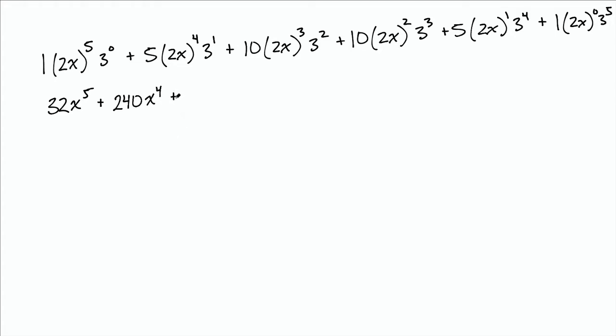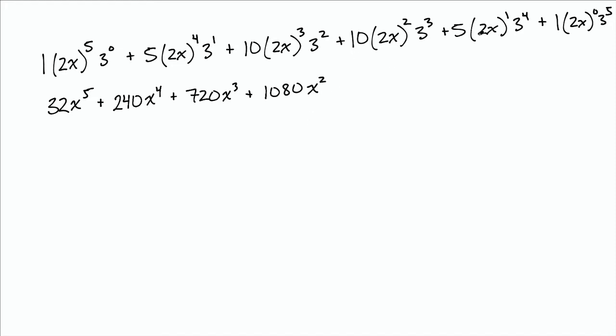Plus, let's see here, I've got 2 cubed, which is 8, times 3 squared, which is 9. So 8 times 9 is 72, times 10 is 720 x cubed. And the next one, I've got 2 squared, which is 4, 3 cubed, which is 27. So 4 times 27 is 108, and then times 10 is 1080. And that's x squared.